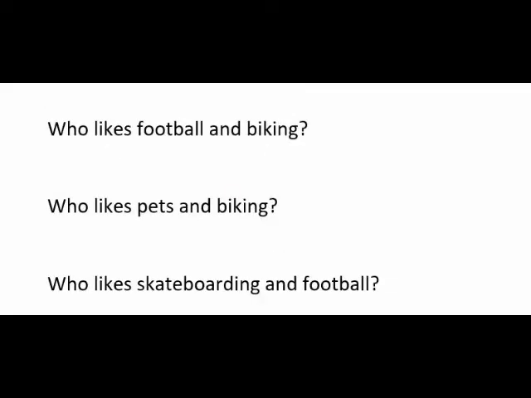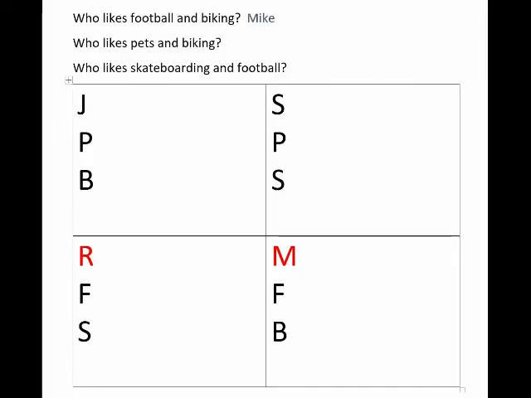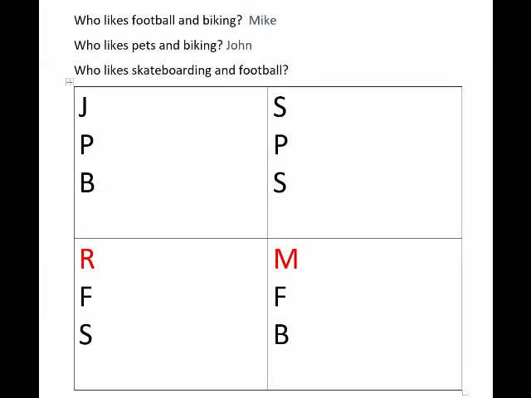So question 1, who likes football and biking? All you needed to do is look through the boxes to see who had an F and a B in it. So it was Mike. Mike liked football and biking. The next question was who likes pets and biking? So you needed to find the P and the B. The P and the B are in John's box, so it was John that liked pets and biking.